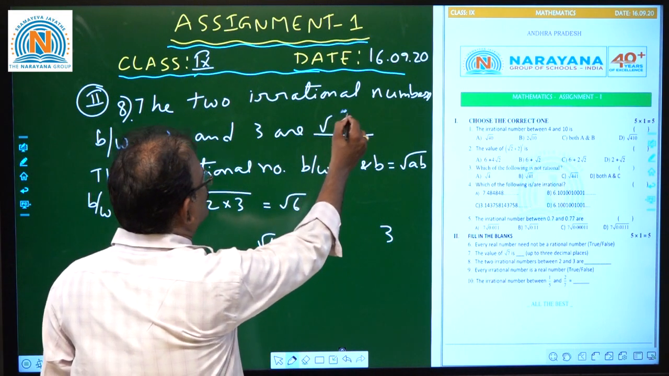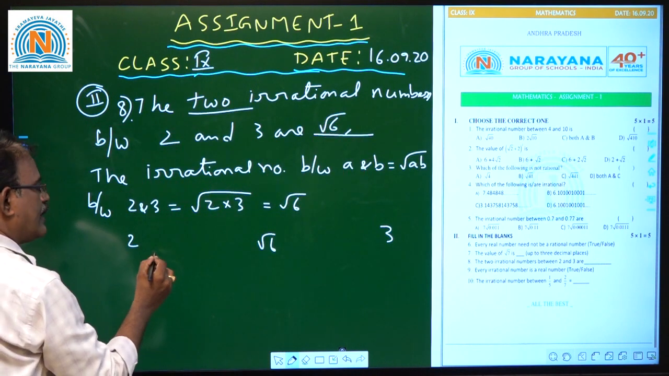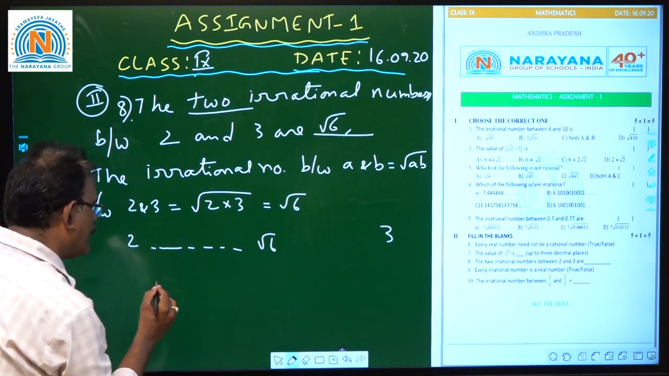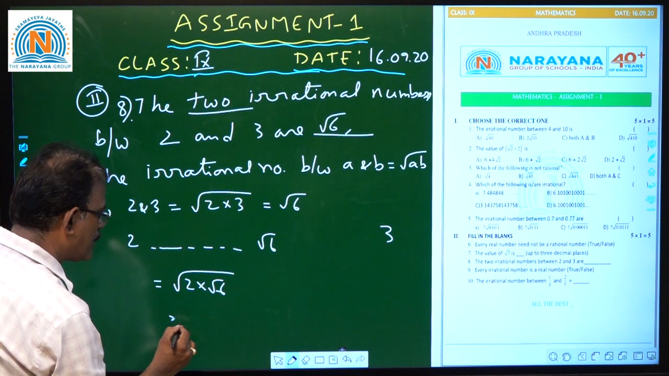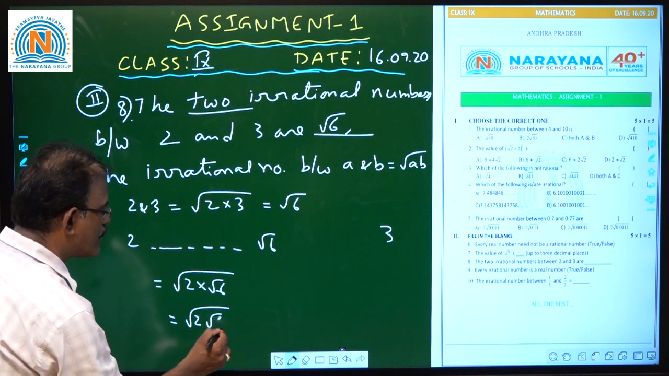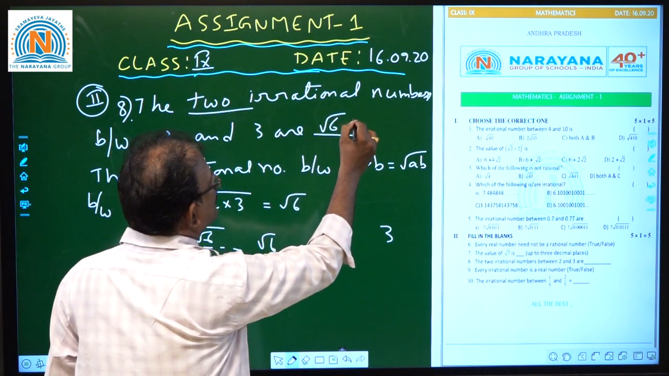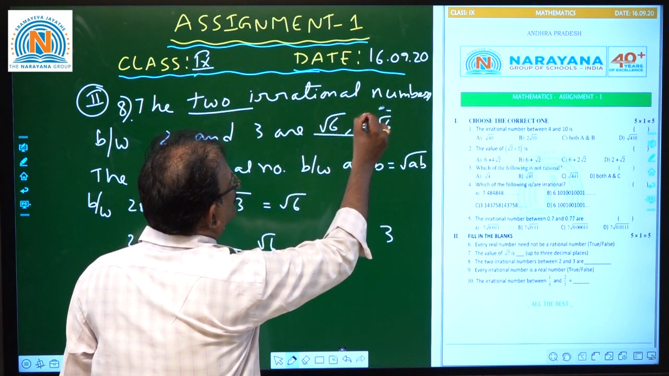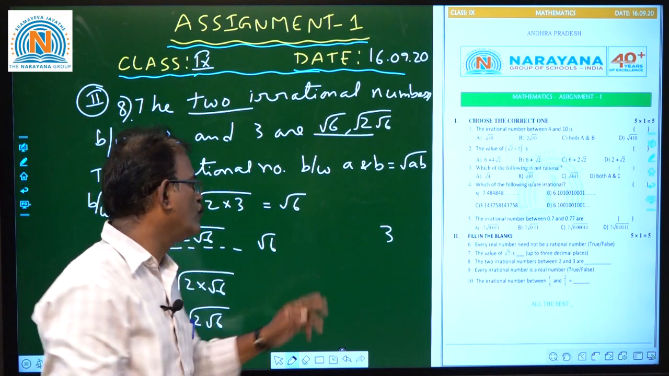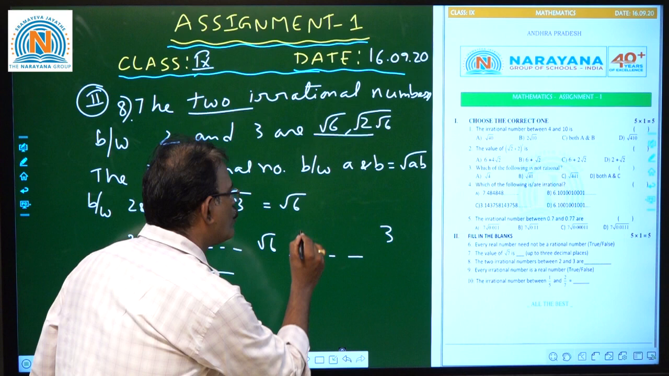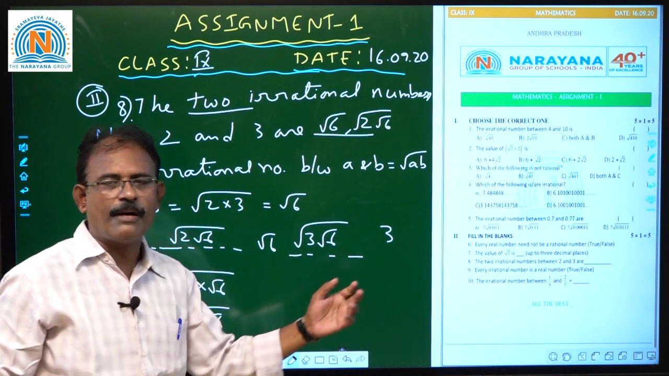Okay, but we need 2 irrational numbers. Again try to find between these two. That means root of 2 into root 6, that becomes root of 2 root 6. Root of 2 root 6 is another irrational number between 2 and 3. If you want between these two, of course we can say root of 3 root 6.